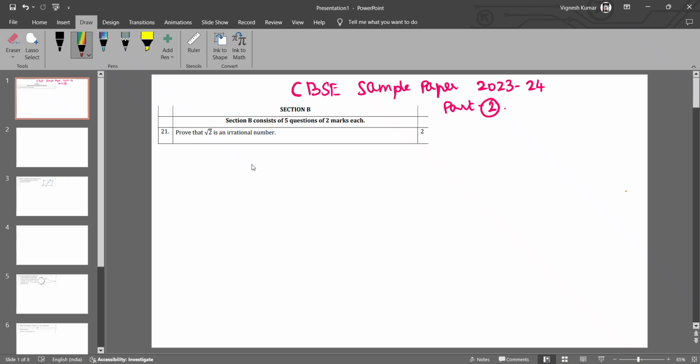Hello everyone. In this video, we are going to solve section B of the CBSE Sample Paper 2023-2024. So the first question is, prove that root 2 is an irrational number. We are going to solve this question by using the method of proof by contradiction, in which we first assume root 2 is a rational number.